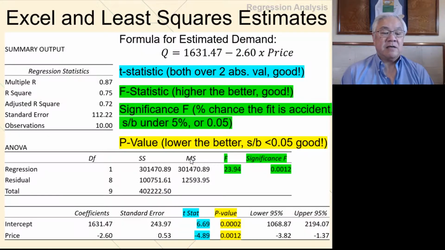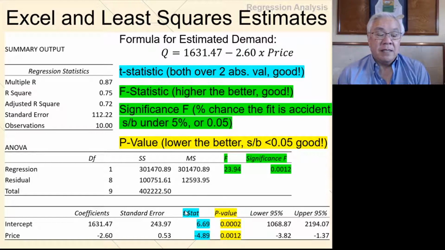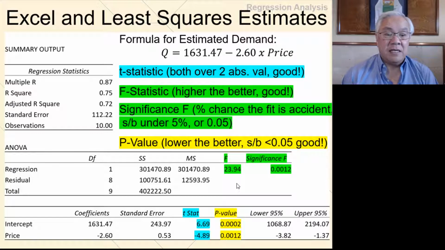So let's look at what happened. The t-stats are both over 2 in absolute value, so that's good. The p-values are very low, so that is good because the lower the better. And the F-stat here is quite high at 23.94. So these statistics seem to lend credence to this model being usable.